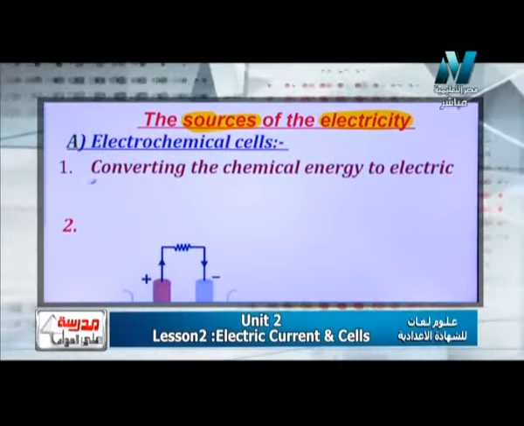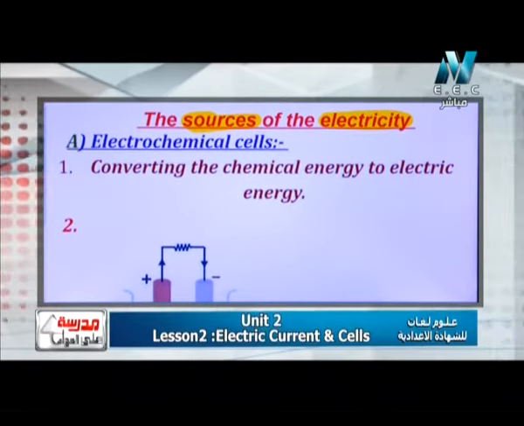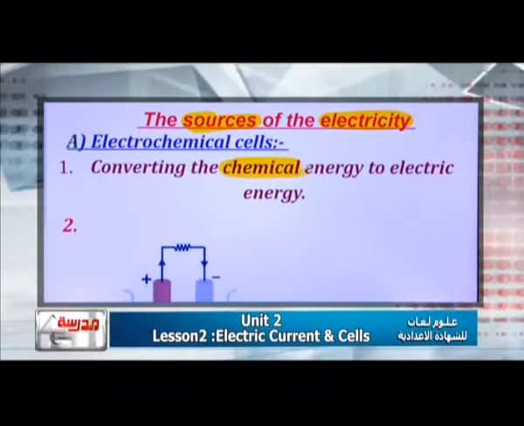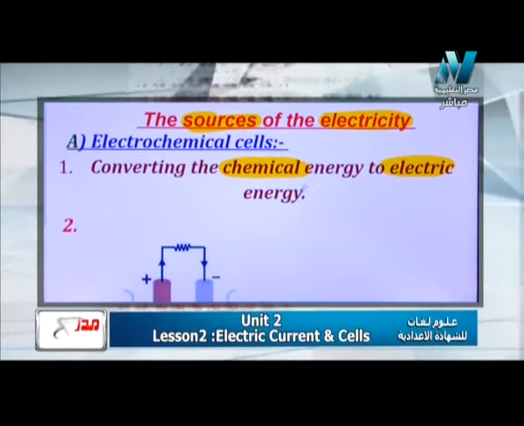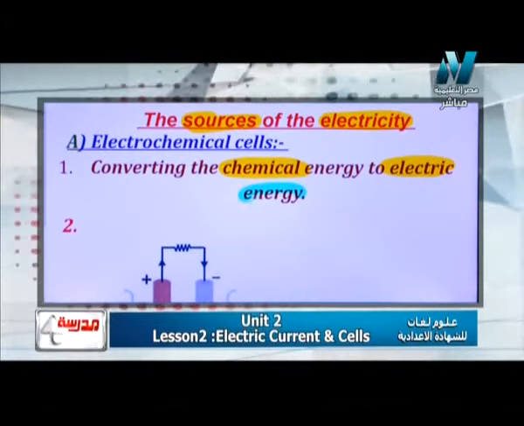So here we talk about changing the chemical energy into electric energy, the first point in electrochemical cells. Number two, they produce the direct current. Pay close attention to this point. They produce the direct current: direct D and current C.